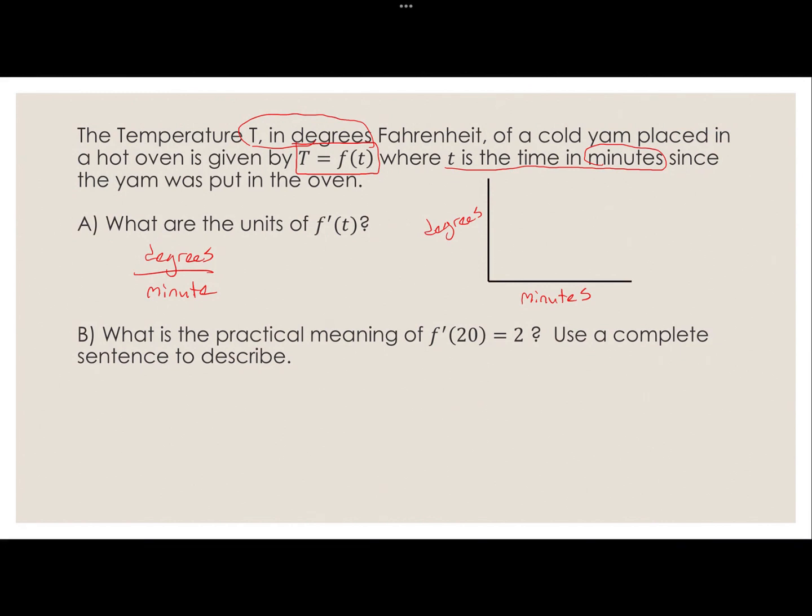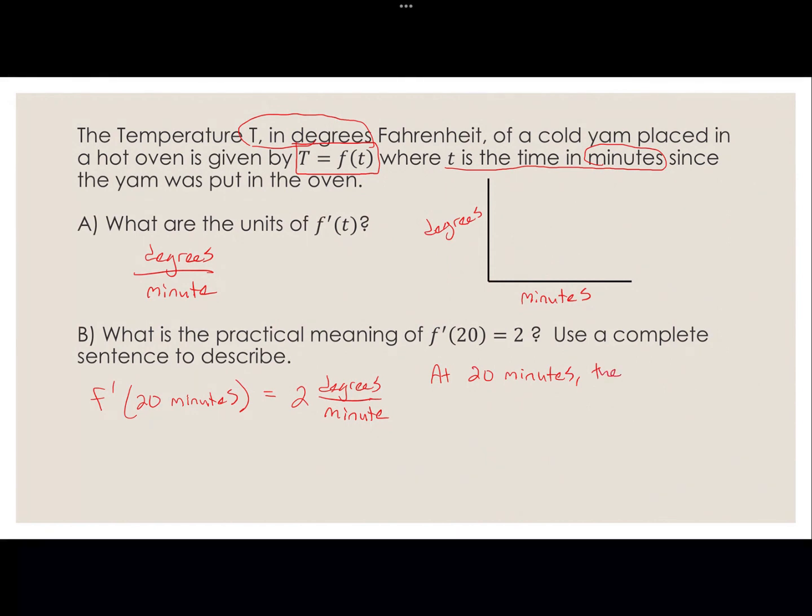Next, let's try and form a sentence that would give the practical meaning of f prime of 20 equals 2. So let's include the units on each of those numbers. 20 would be in minutes, and 2 is the rate, so it's degrees per minute. So to make a sentence of this, we might say, at exactly 20 minutes, the temperature is changing at a rate of 2 degrees per minute.